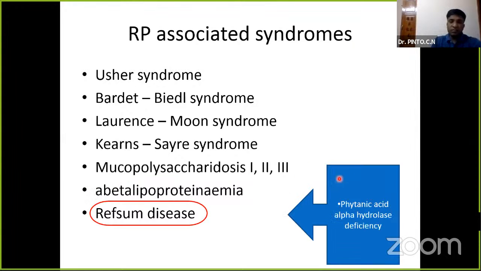Next is Refsum disease. This Refsum disease is a metabolic disorder. There is a phytanic acid alpha hydroxylase deficiency. Whenever there is a deficiency of this enzyme, obviously you can make out there is an increased accumulation of phytanic acid. Whenever any product deposits in the body, there will be hepatosplenomegaly, and they will have cardiomegaly because of deposition of these phytanic acids.